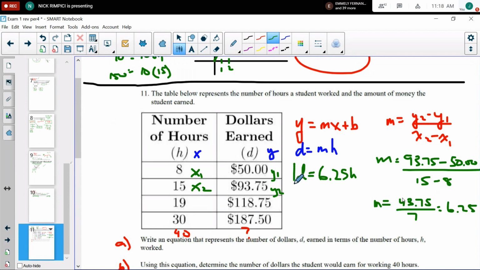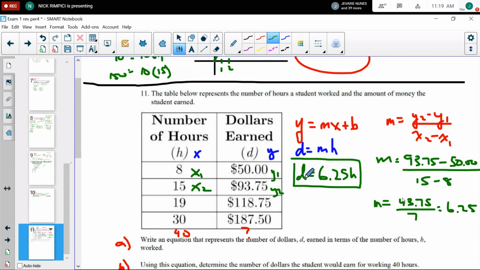So this person's salary is $6.25 per hour. Every time he works an hour, he makes this money. So we could check this. If we put 30 in here, 6.25 times 30 is going to give you 187.50. If you put 19 hours in here, 6.25 times 19 should be 118.75, like it states here. So that's his salary.